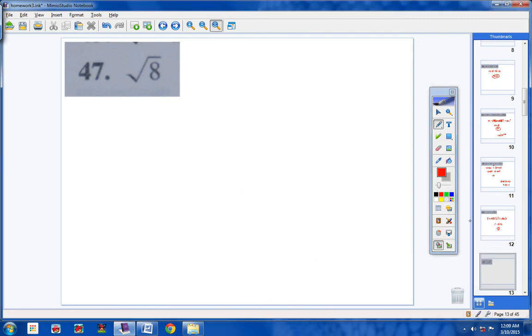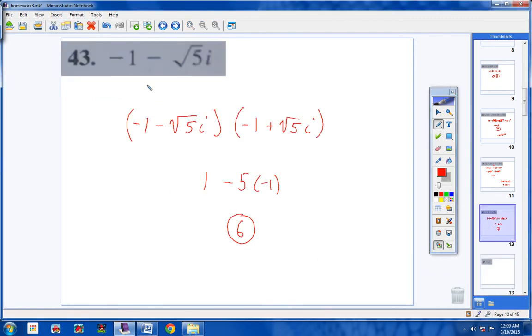I want to draw your attention, students, to this problem here. Notice whenever you're writing the conjugate of a complex number, the complex number is written in standard form. So if it's written in standard form, your imaginary number comes second. Got it? If your imaginary number comes second, then your imaginary number is the number that you change the sign of, because you always change the sign of the second number.